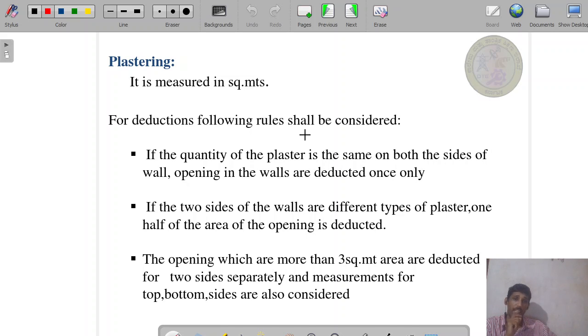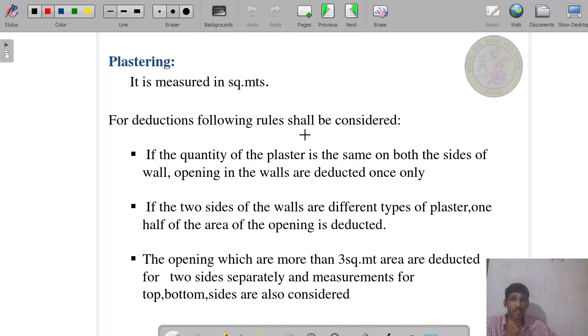Deductions are also very important. In detail I am not going to explain deductions now. At least some points I am highlighting. If the quantity of the plaster is the same on both sides of the wall, openings in the walls are deducted once only. That you should keep in mind.